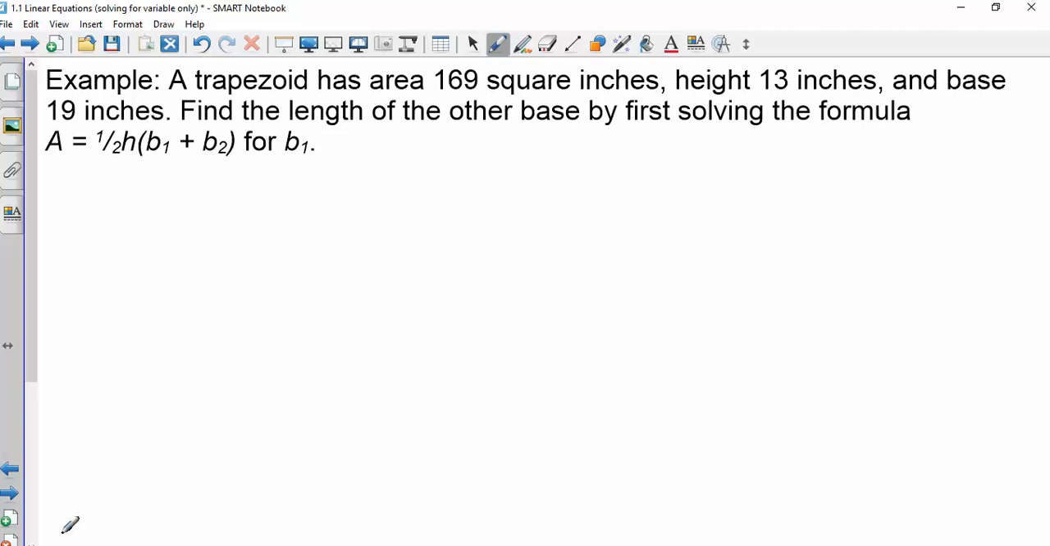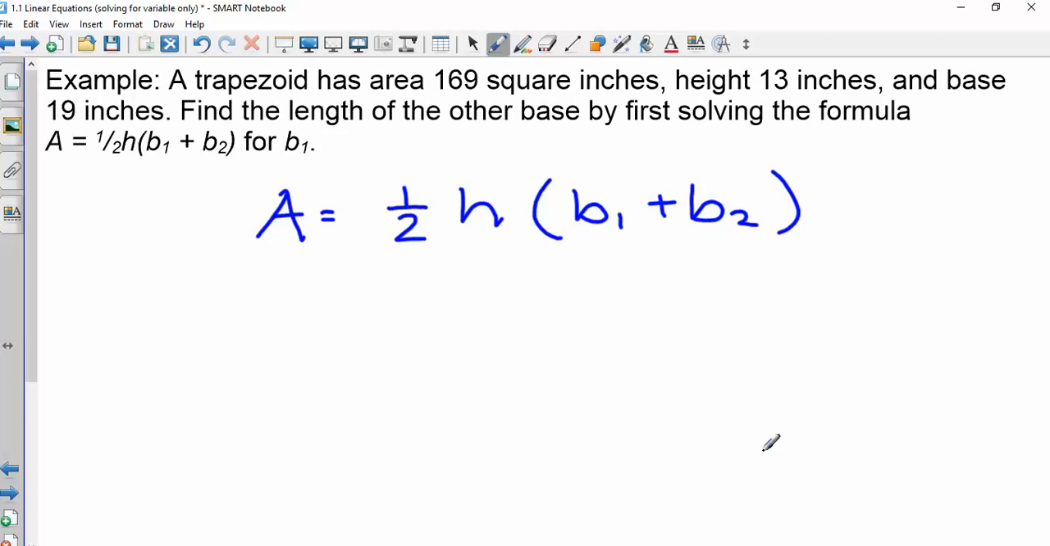Okay. You don't necessarily have to write down every word here. Let's just read it first. A trapezoid has an area of 169 square inches, a height 13 inches, and a base 19 inches. Find the length of the other base by first solving this formula for b sub 1. So, this is my formula. That's what I would write down first.